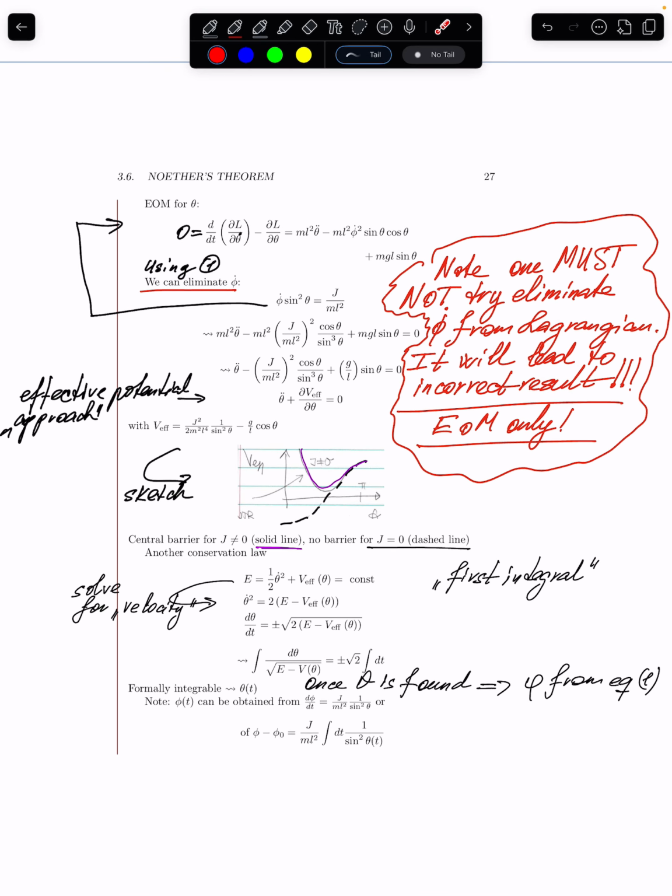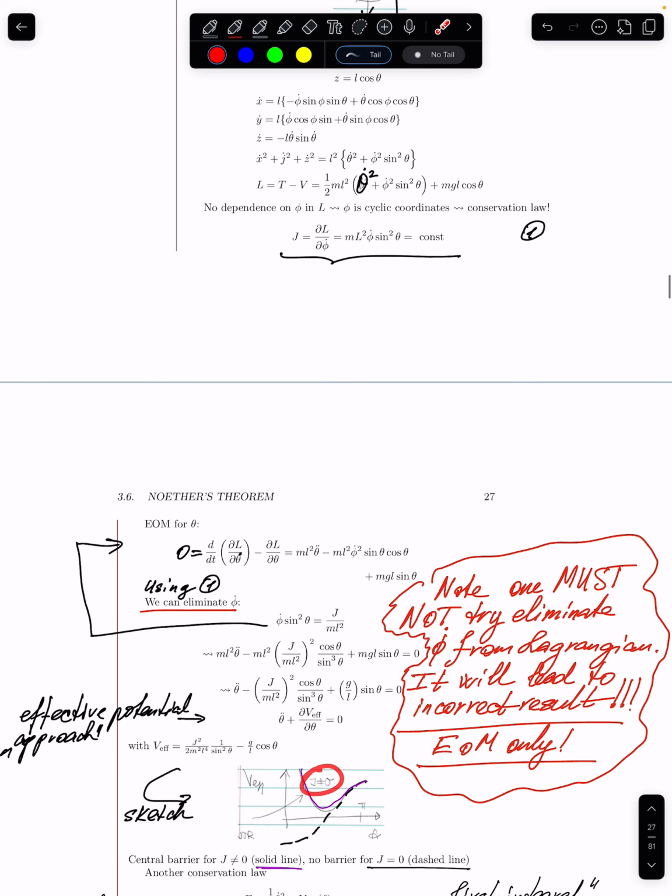The main novelty here compared to the usual pendulum is that we now have the central barrier for the initial conditions when we have non-zero angular momentum, so a non-zero value of this parameter j.